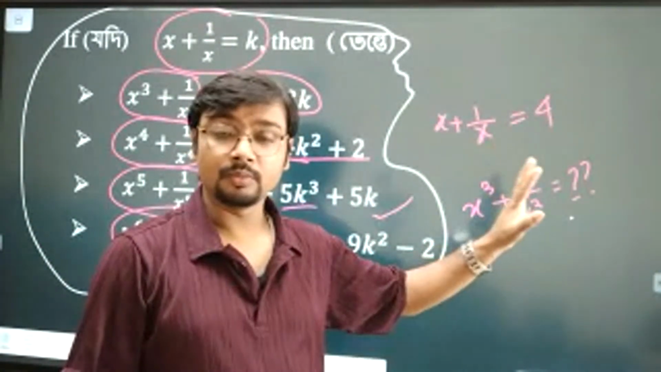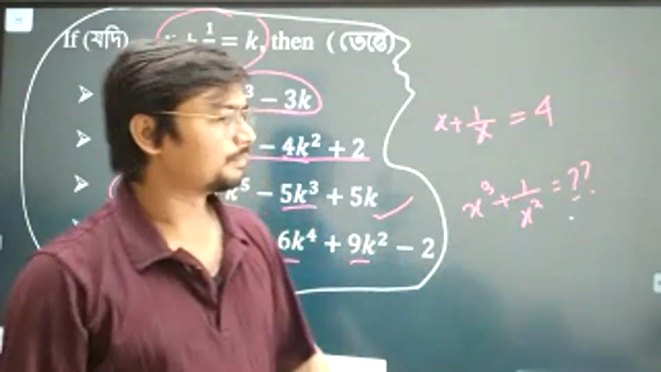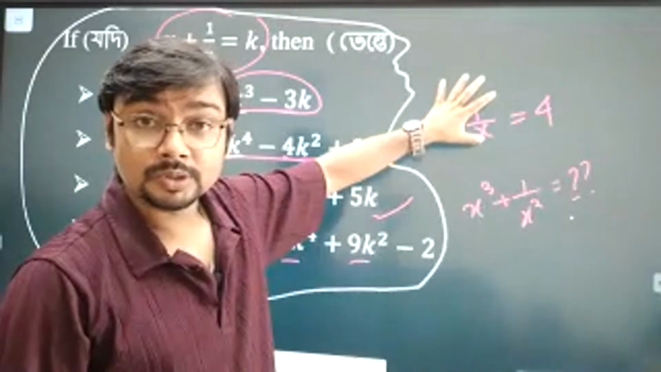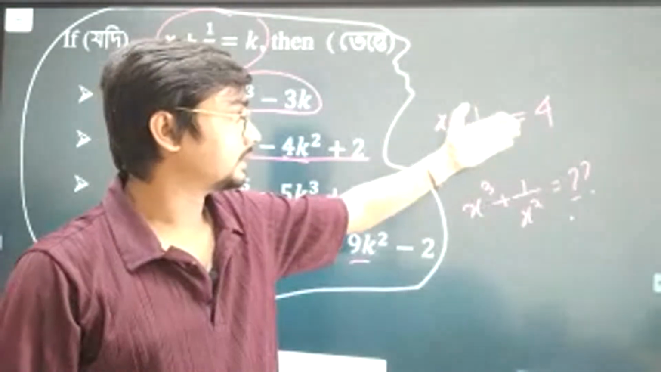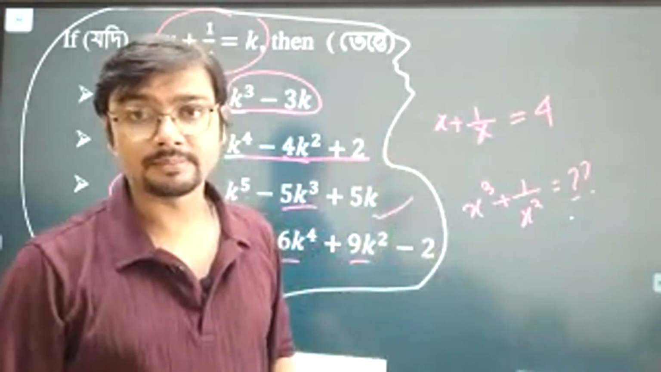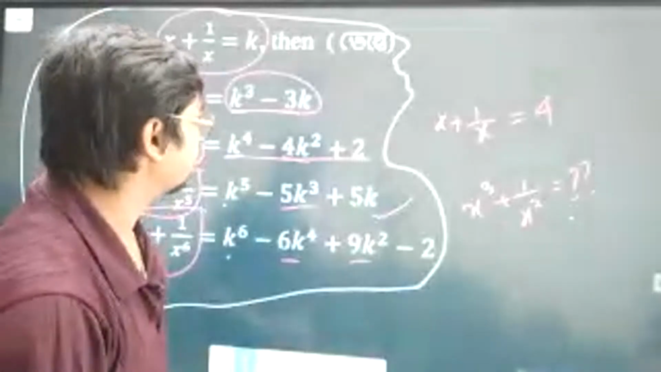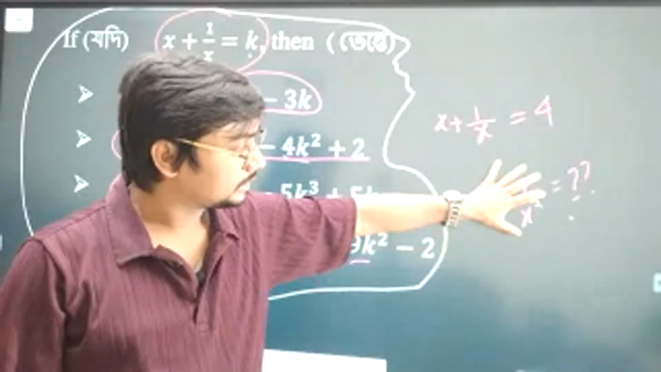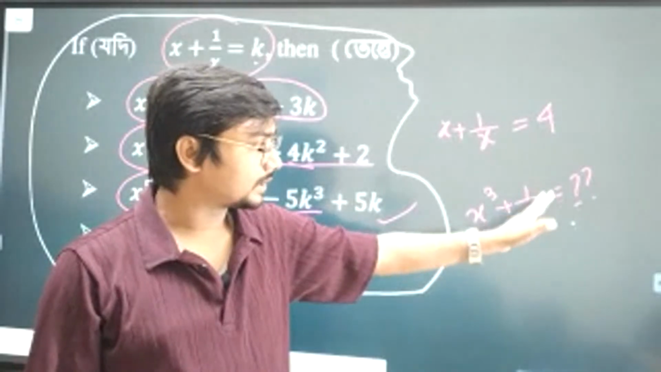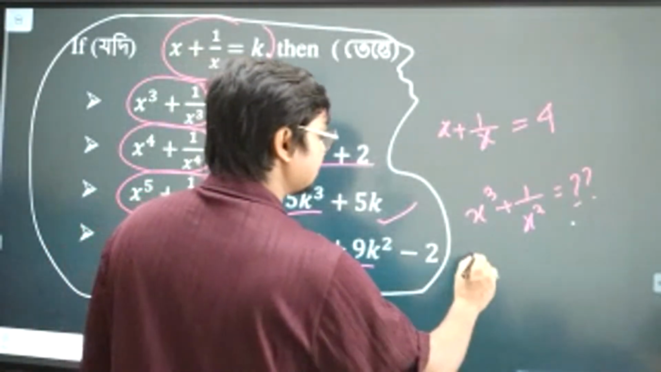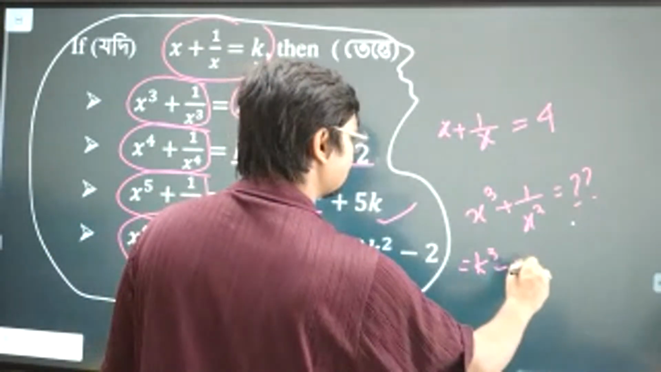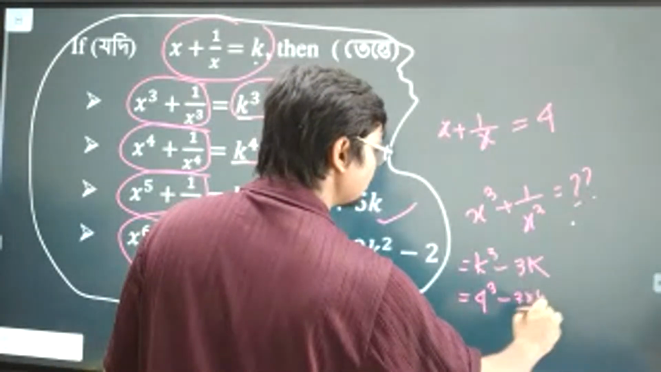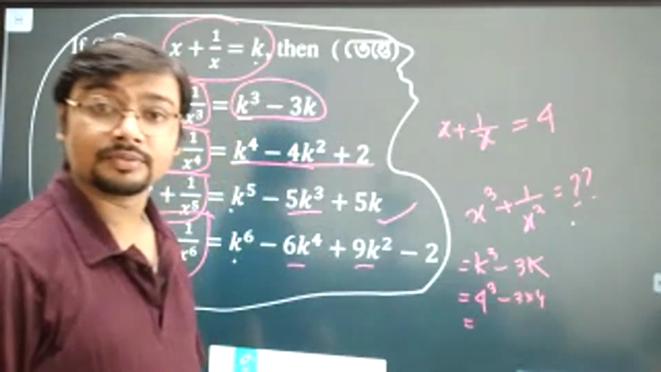You see there are many ways we can solve this type of question. If you simplify this one, you will get a quadratic equation, you can solve and find the values of x, but it will take much time, right? But if we use this formula here, in place of k they provide 4, so we know this expression, x cube plus 1 upon x cube, means k cube minus 3k. So you just put 4 cube minus 3 into 4. So what is the value of 4 cube, guys?